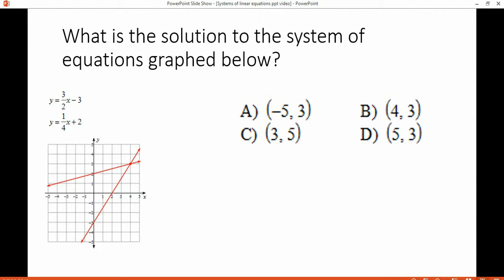What is the solution to the system of equations graphed below? Try this one on your own. The two lines intersect at 4, 3, so the solution to this would be B, 4, 3.